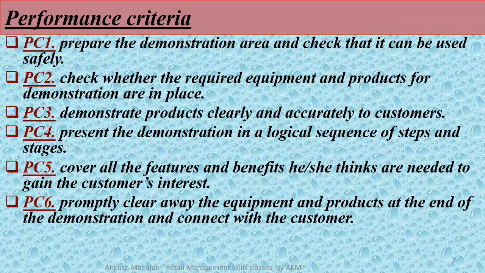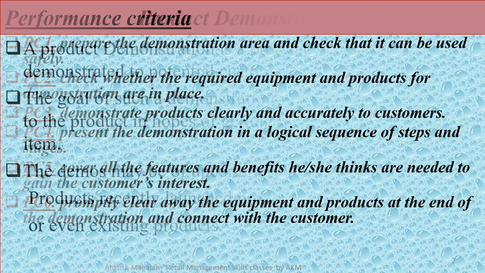PC5 cover all the features and benefits he or she thinks are needed to gain the customer's interest. PC6 promptly clear away the equipment and the products at the end of the demonstration and connect with the customer. So there are 6 performance criteria under this NOS. Now let us discuss these performance criteria one by one in detail, but beforehand we first have to describe the term product demonstration's meaning. So what is product demonstration?